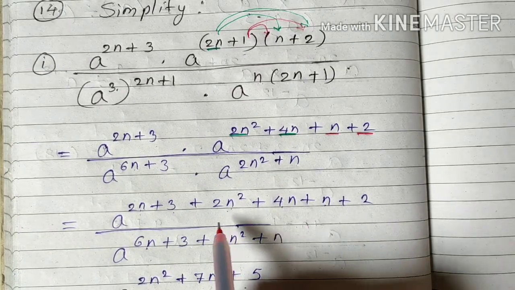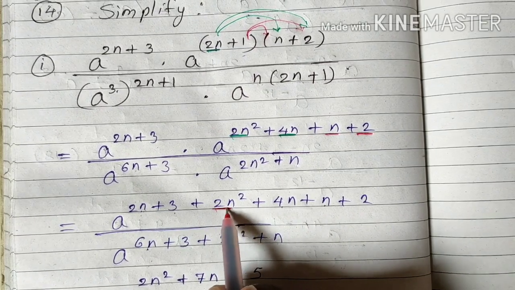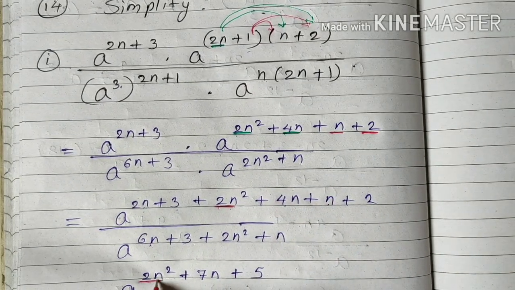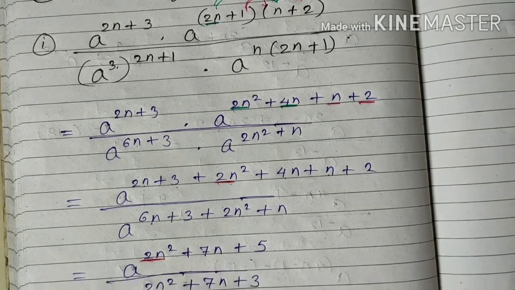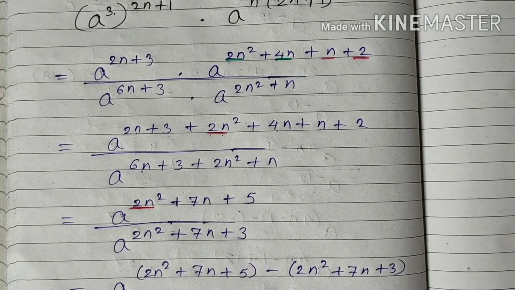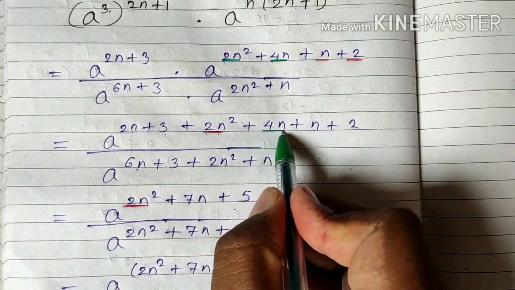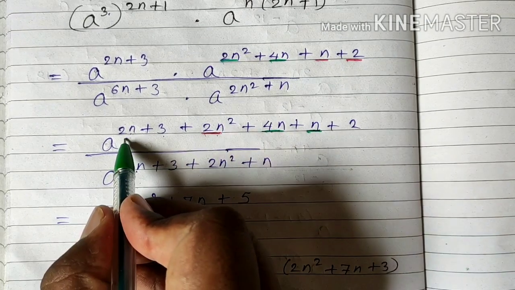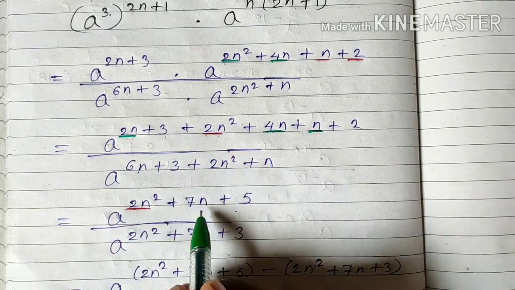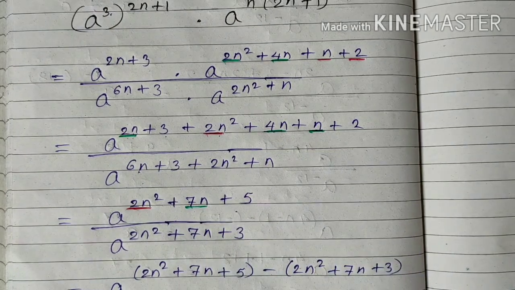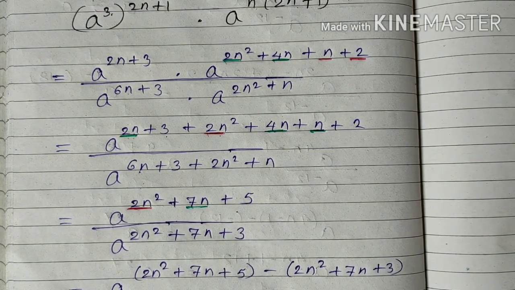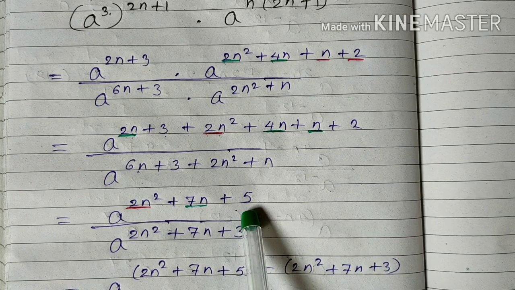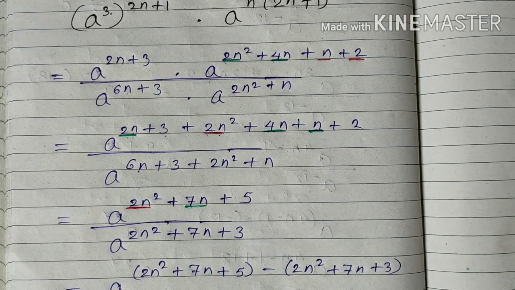Now 2n square, is there any other square term? So a raised to 2n square will remain same over there. Then 4n plus n, 5n, 5n plus 2n gives us 7n. Got it? And final terms are 3 plus 2, 3 plus 2 is 5. Got it? Again same thing.